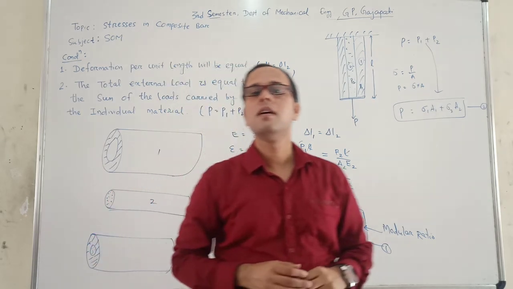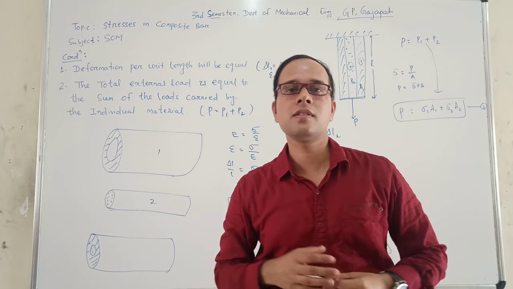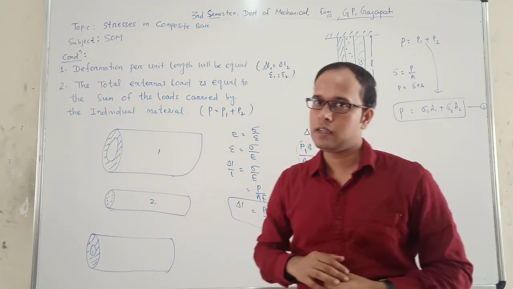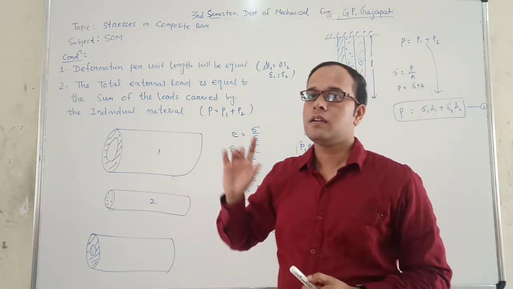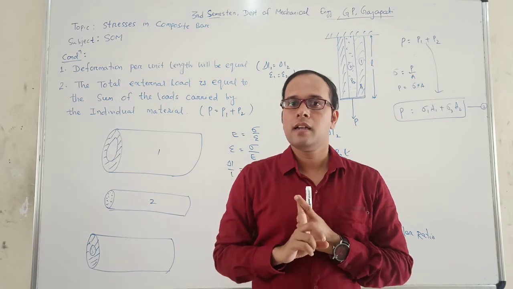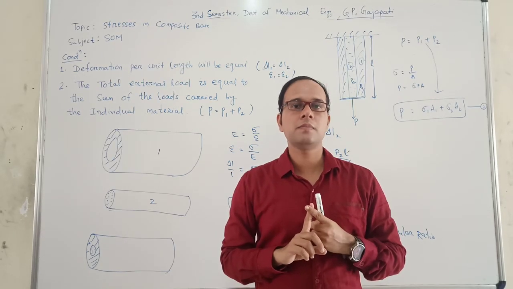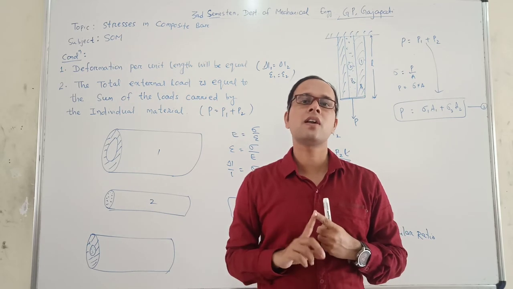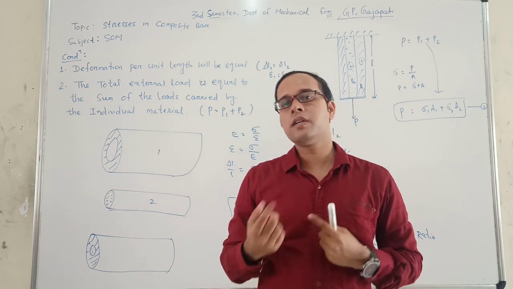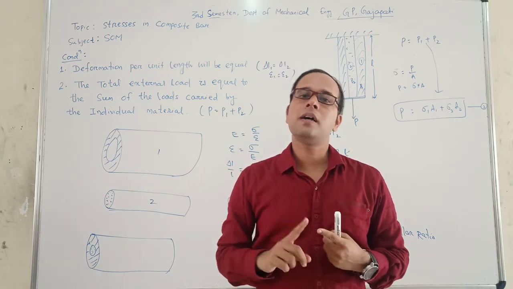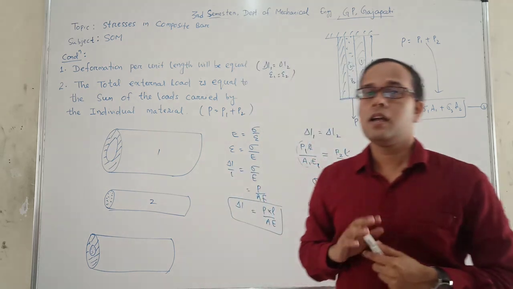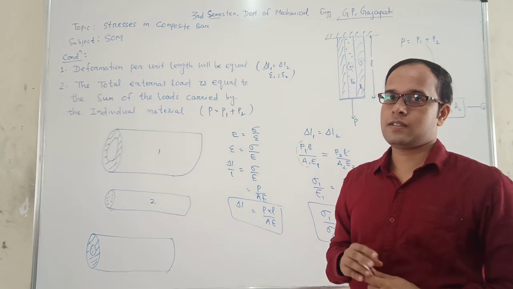So this is all about composite bar. In the next class we will solve some numerical problems, then we can get a clear idea about composite bar. So what have we discussed? A composite bar is nothing but joining of two or more materials such that deformation per unit length will be equal. That means extension or contraction by the external load will be equal. Second condition is that total external load will be equal to the sum of the load shared by the different materials. These two conditions should be satisfied. Then we term it a composite bar. Thank you.